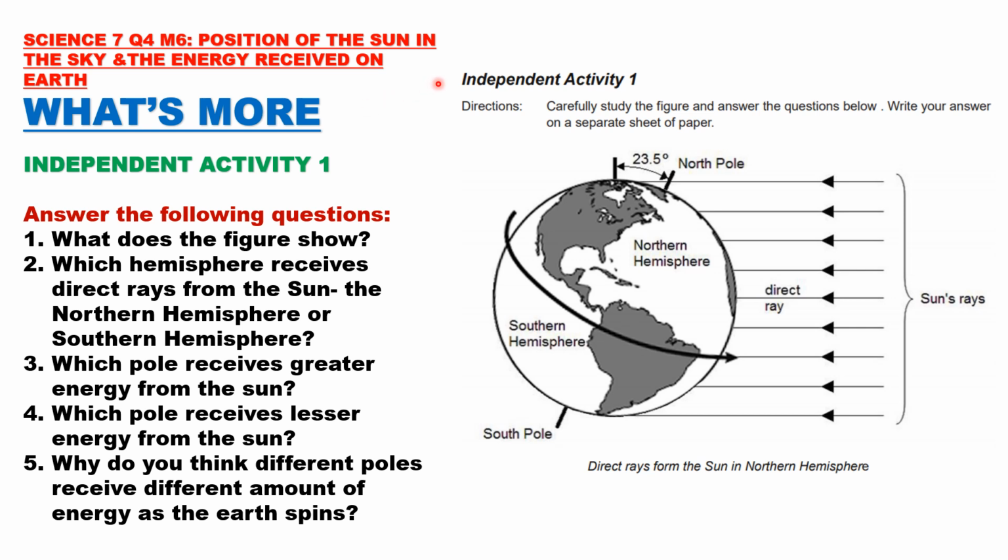Independent Activity 1. Carefully study the figure and answer the questions below. Question 1. What does the figure show? 2. Which hemisphere receives direct rays from the sun, the northern hemisphere or southern hemisphere? 3. Which pole receives greater energy from the sun? 4. Which pole receives lesser energy from the sun? And 5. Why do you think different poles receive different amounts of energy as the Earth spins?